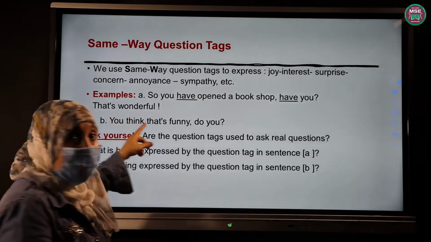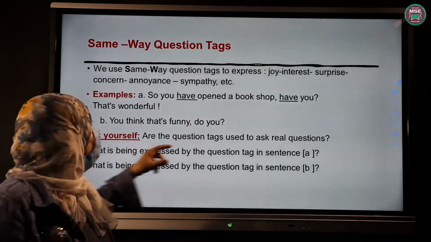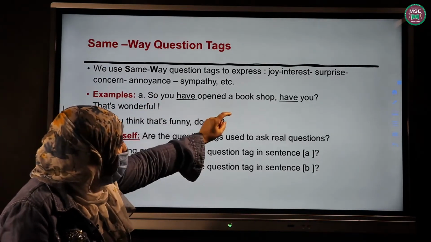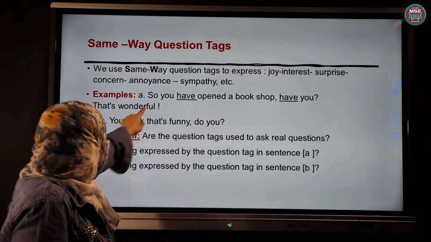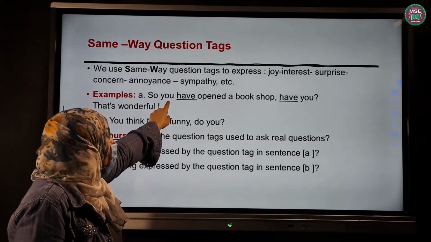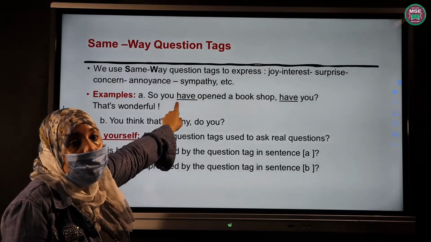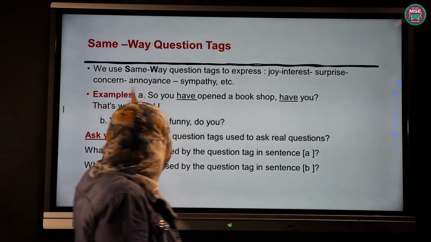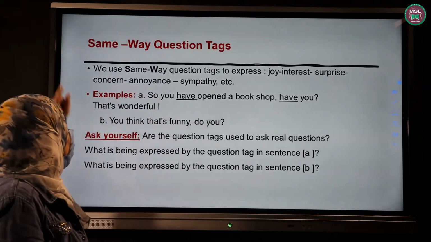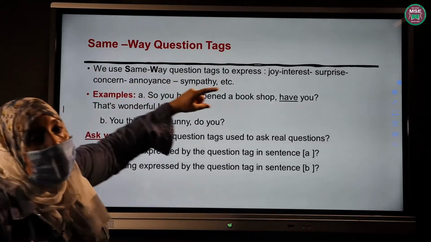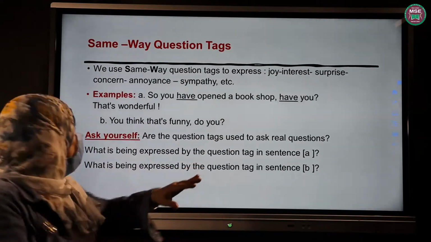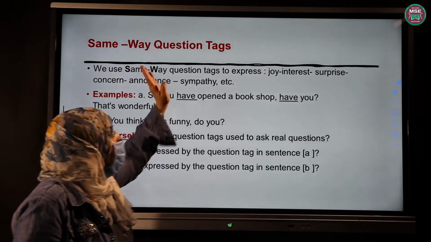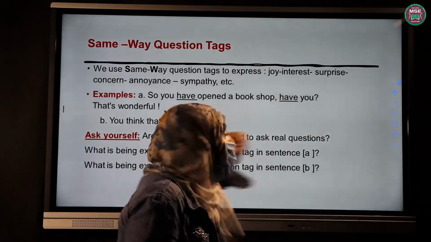But if we look at this example, you are going to find that it's different. So, you have opened a bookshop. What is the tag here? Have you? Here, the statement is positive, and the question tag of this sentence is positive too. This is called the same way question tags. What do you mean by same way? To be the same. The verb in the statement is affirmative, and you will find that the tag is affirmative too.